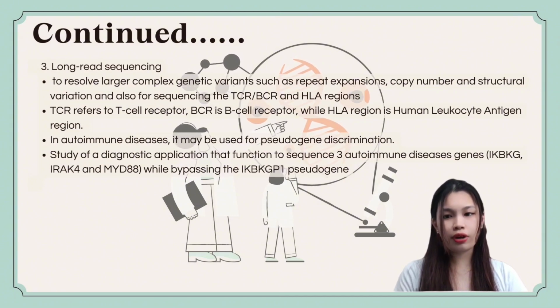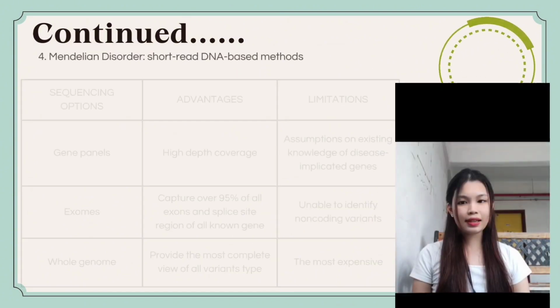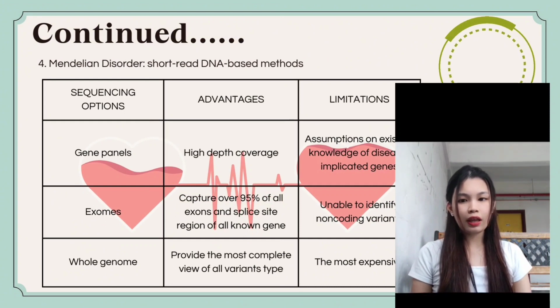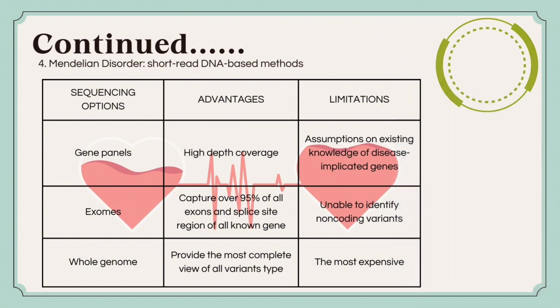It is a study of a diagnostic application that functions to sequence 3 autoimmune disease genes while bypassing the IKBKGP1 pseudogene. And lastly will be the short-read DNA-based method. Here, I only take gene panels, exome and whole genome to make the comparison, as an example of the sequencing options. And through this comparison, we can conclude that in terms of function, the whole genome is the best option.